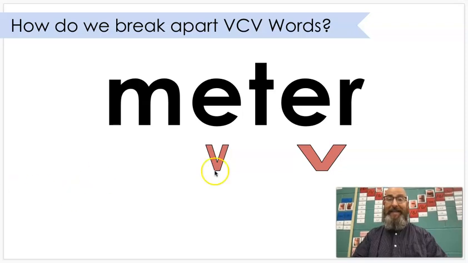It's the E and the ER. Why is ER? What is that called? R control. That's right. So we're going to make a bigger V under both of those because that will go together to make one sound. What's the next step? Build a bridge. That's correct.